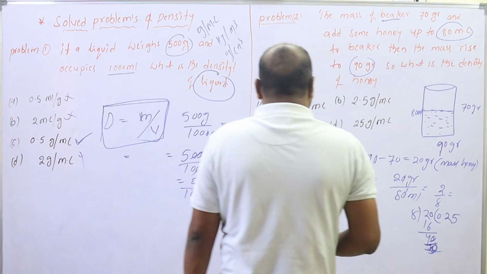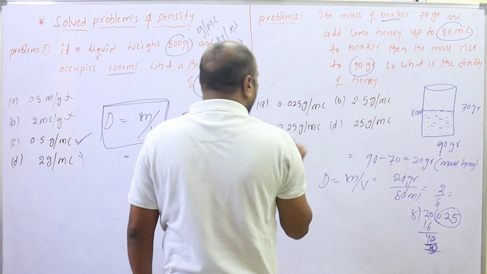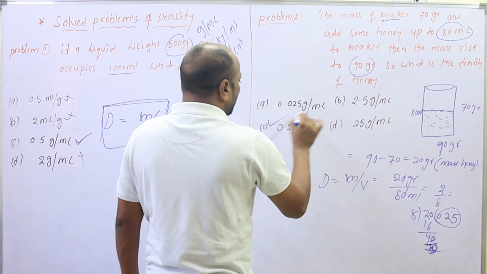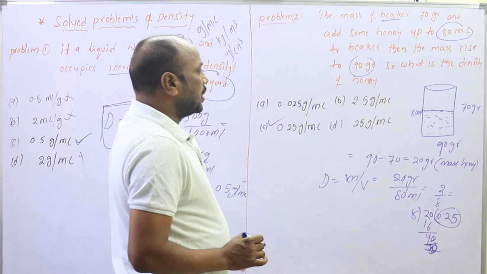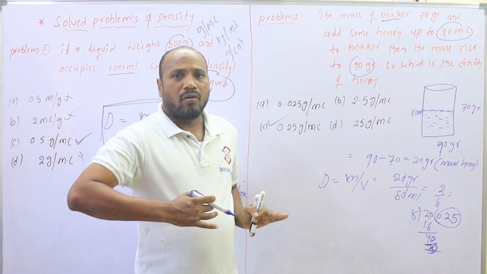equals 0.25 grams per milliliter. The option is C. So the given problems are easy to calculate.